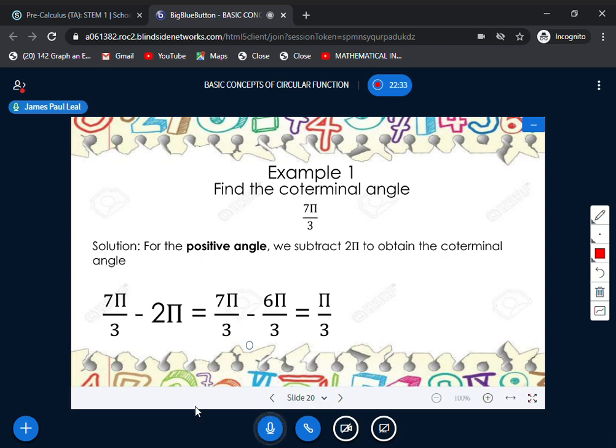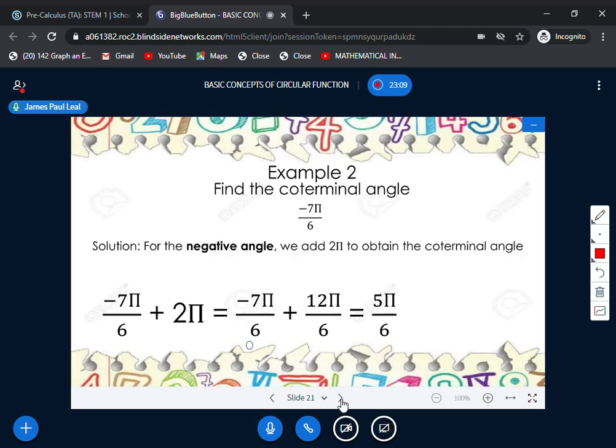So we all know 2 pi is equivalent to 6 pi over 3 using the LCD, right? So all you have to do is subtract numerator to numerator. 7 pi minus 6 pi is 1 pi, or pi only, and then copy the denominator. That's why you have here pi over 3. So pi over 3 will be the negative angle. That's how you find the coterminal angle.